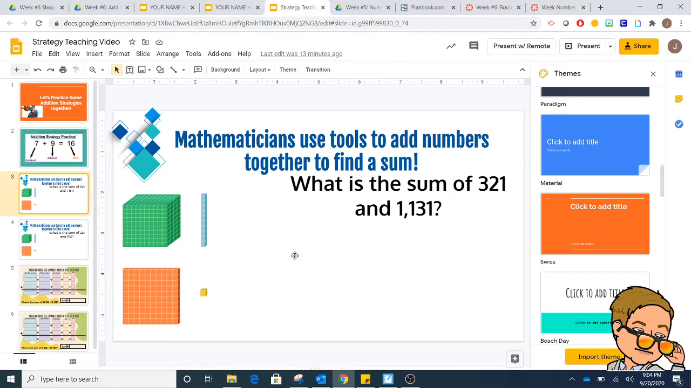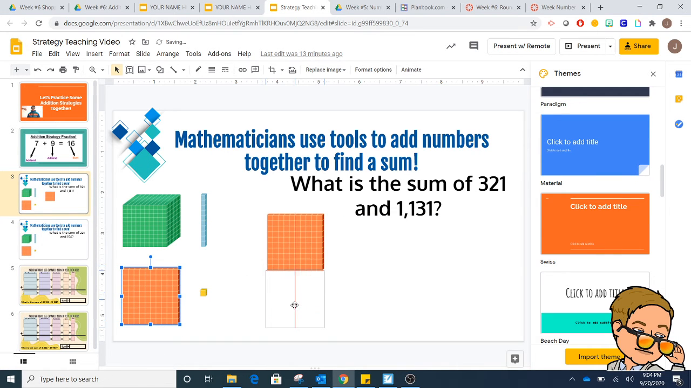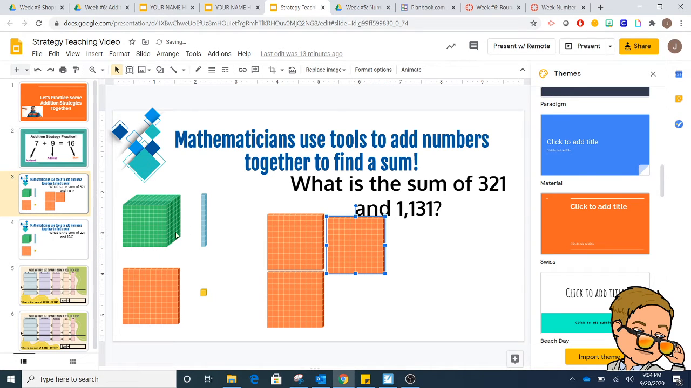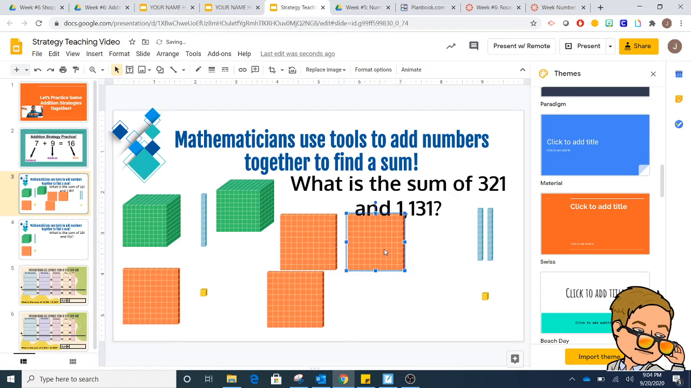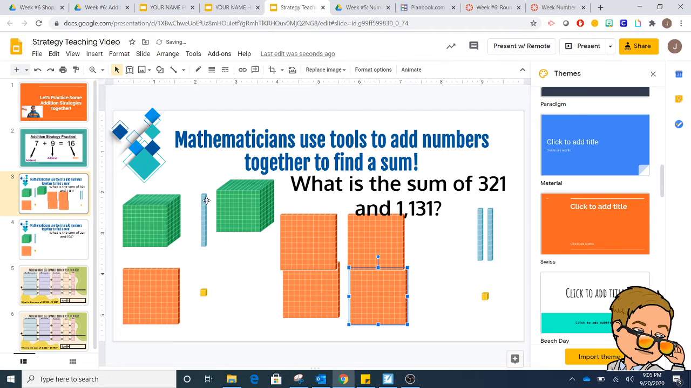So 321, I'm going to model that with 3 flats. And I'm going to get out 2 longs and 1 unit. Then I'm going to model the second addend, 1,131. So I've got 1,000. I'm going to move my hundreds a little. And then I need to get 100, 3 longs, and 1 unit. Then I can add together all of my model.